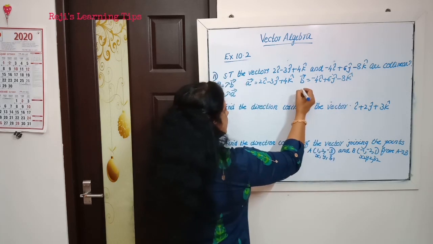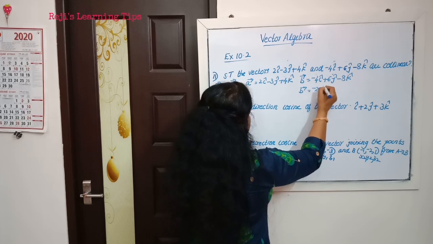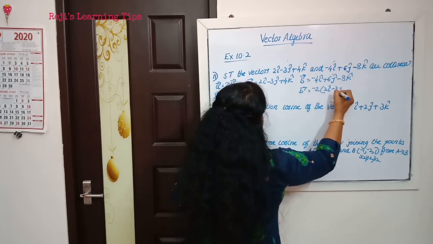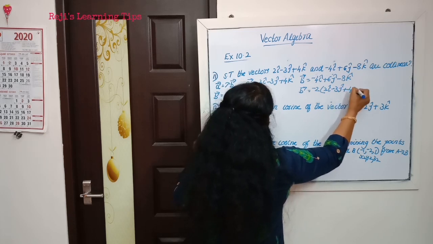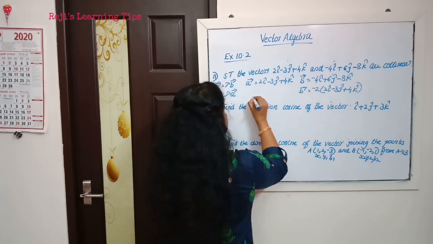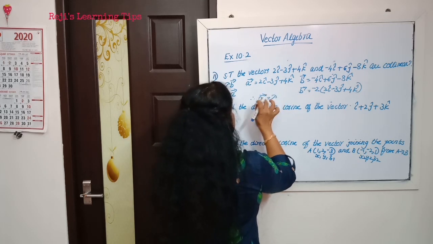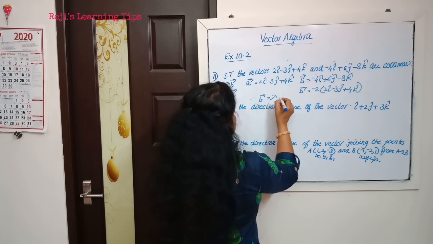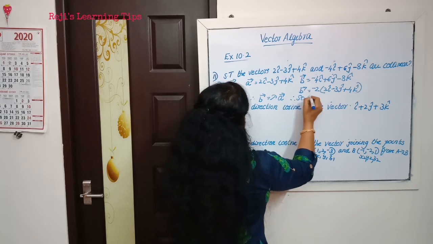Then from vector B, we can take minus 2 outside, and then we will get 2i cap minus 3j cap plus 4k cap. Then we can say that vector B is equal to lambda times vector A. So they are collinear.